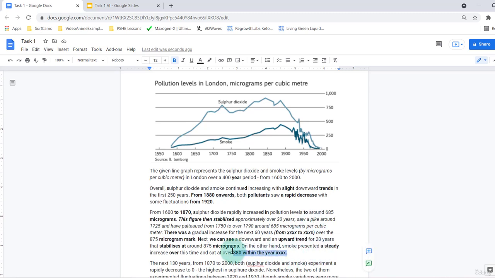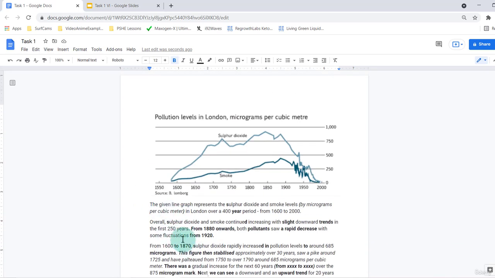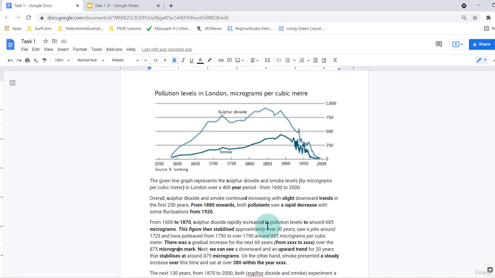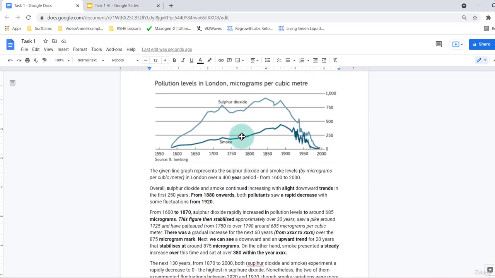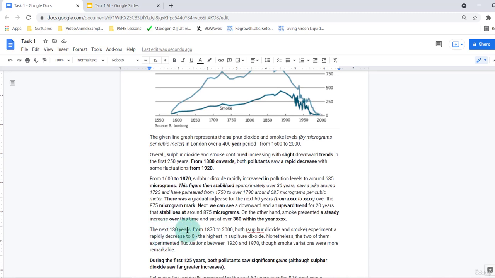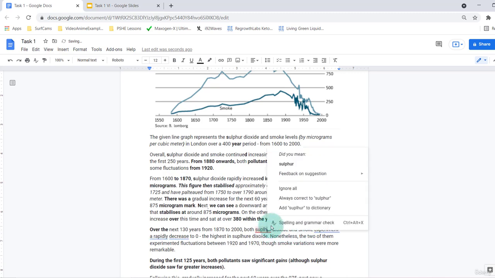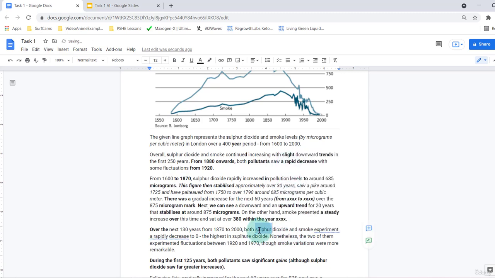So again, I just want to know a little bit clearer where this student is. We know that we're looking between 1600 to 1870, but then specifically within the sentences, state where we are. Over the next, so straight away, over the next 130 years. Over the next, you don't need the comma there, from 1870 to 2000, both sulfur, no need for the brackets, both sulfur dioxide, spelling mistake there. Both sulfur dioxide and smoke experience.